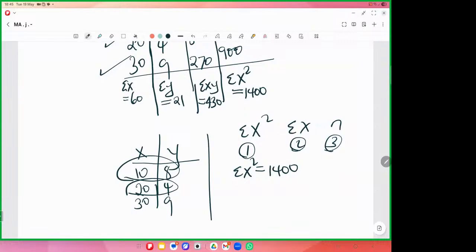Nelson has gotten 1400. Tina has gotten 1400. And we shall be very patient to get everything. So now I want to get sum of x.